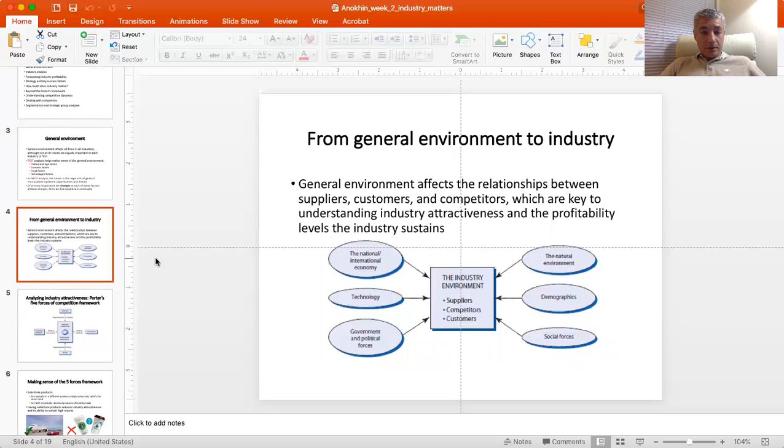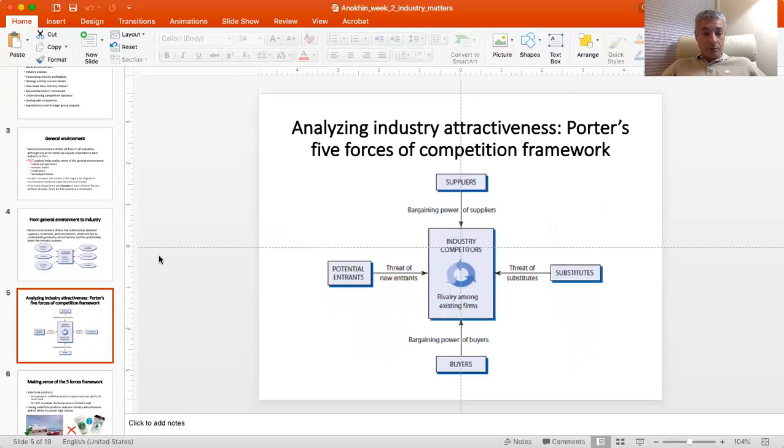And what's important is that these different segments of the general environment do have impact on what we perceive and what happens within our specific industries, right? And primarily what happens with our suppliers, competitors, and customers. And those three elements are absolutely key to understanding how your industry behaves, what you can expect, what you should expect, and what you can do about what you see within your industry.